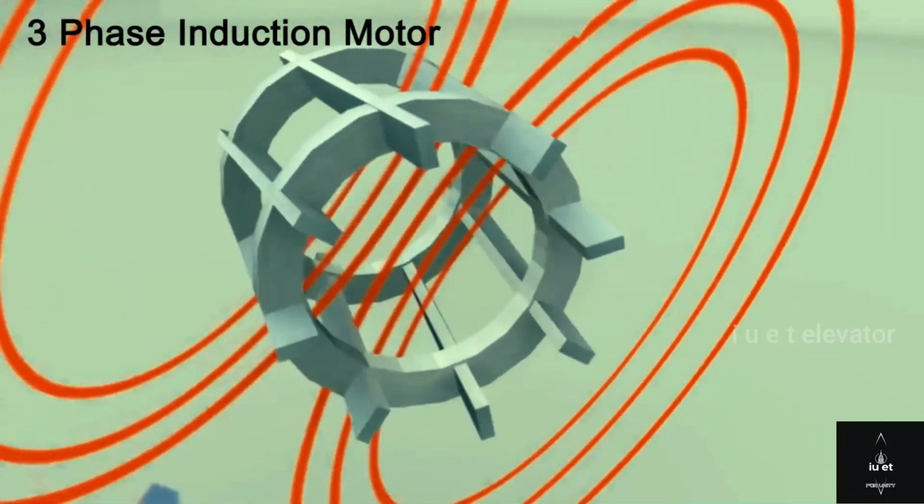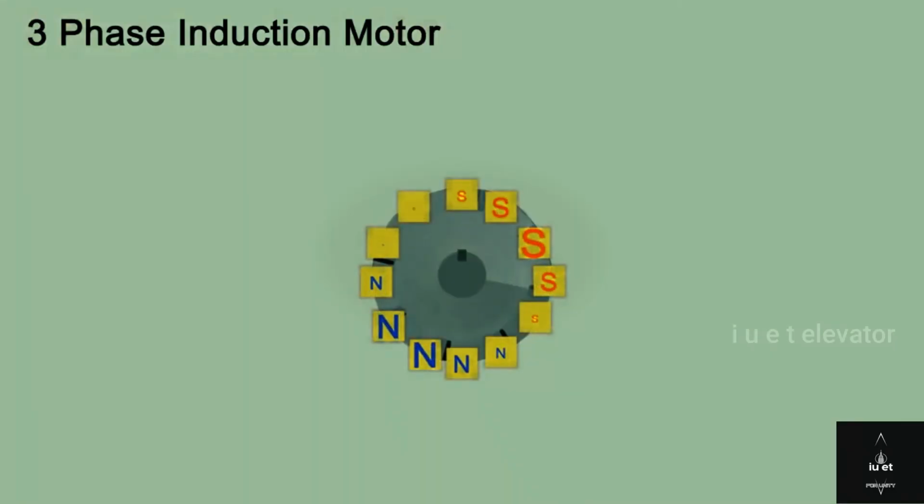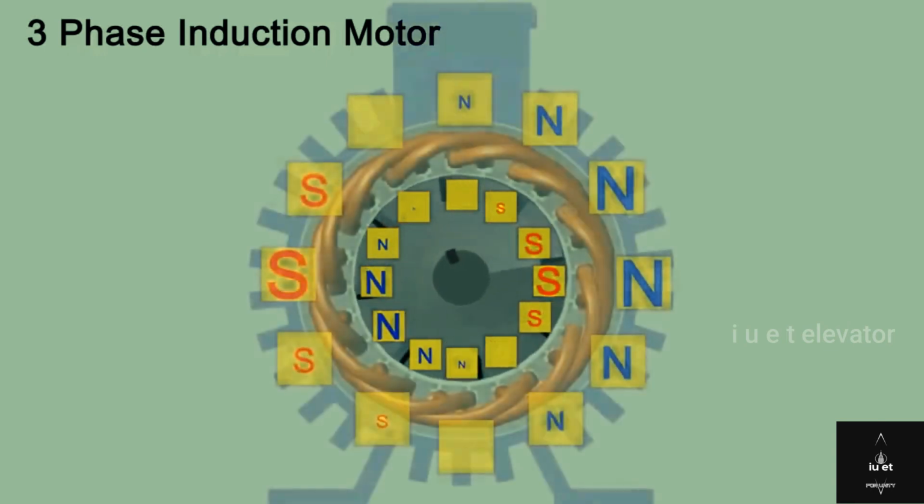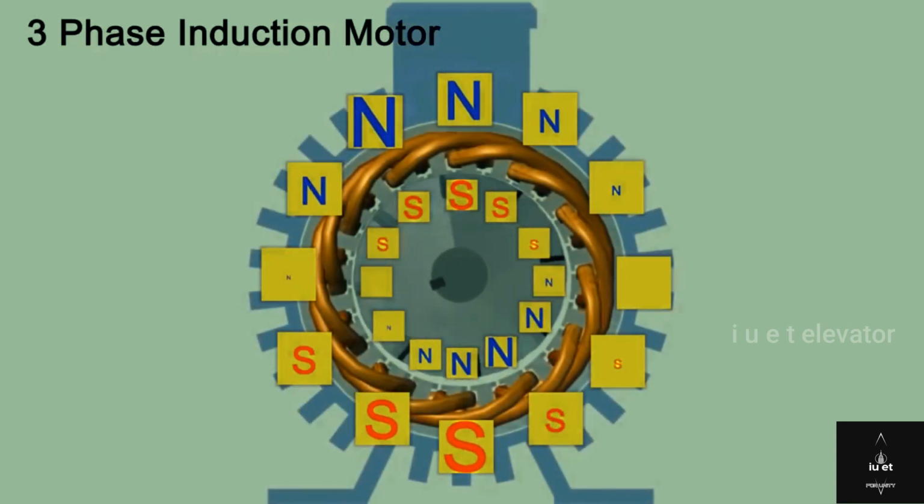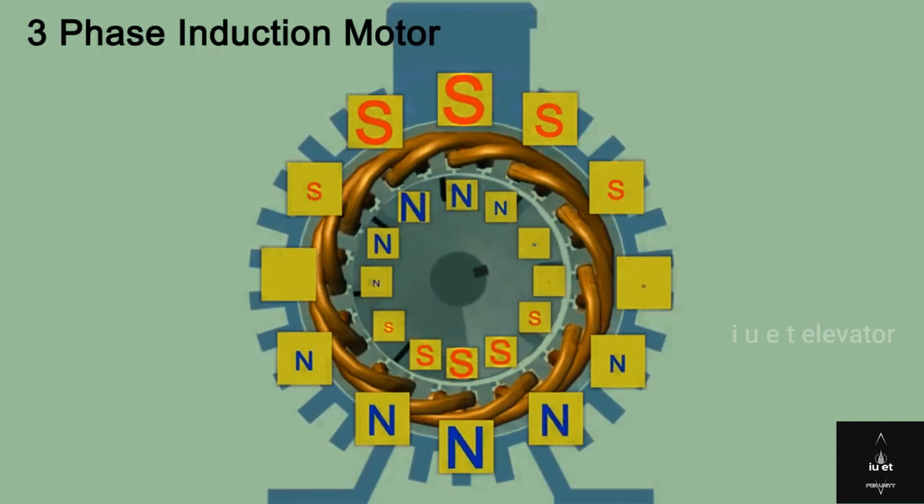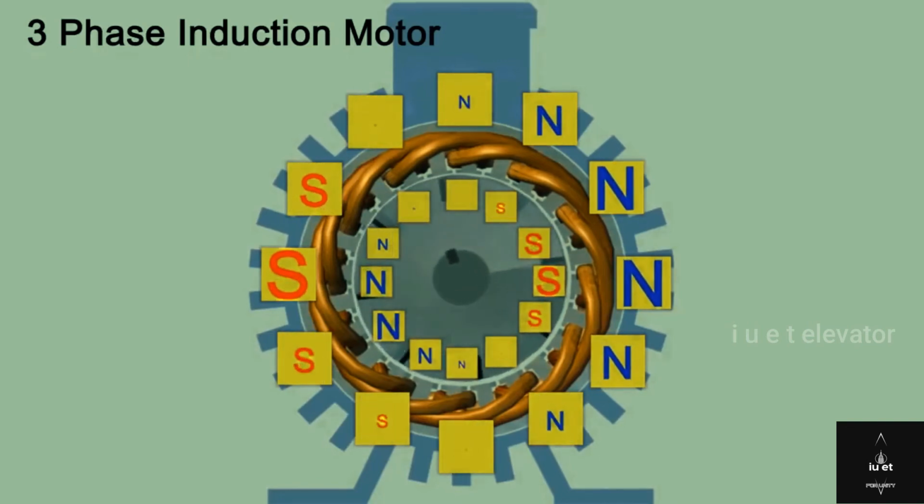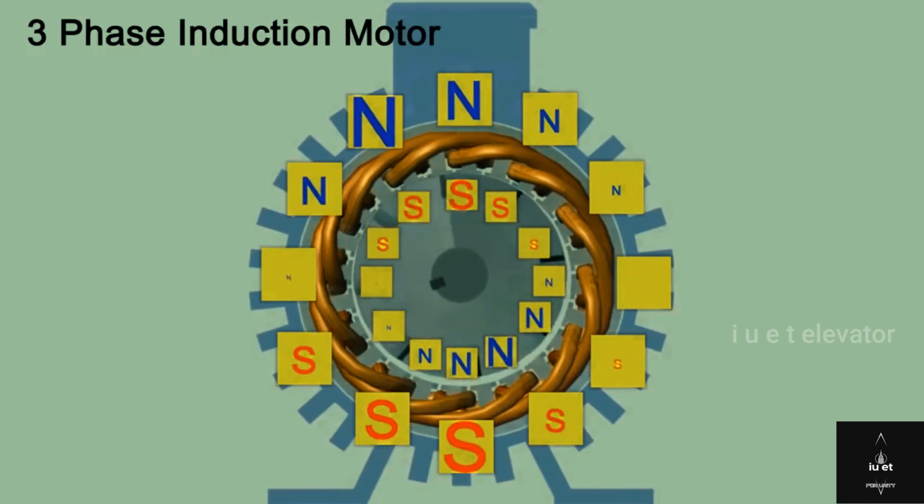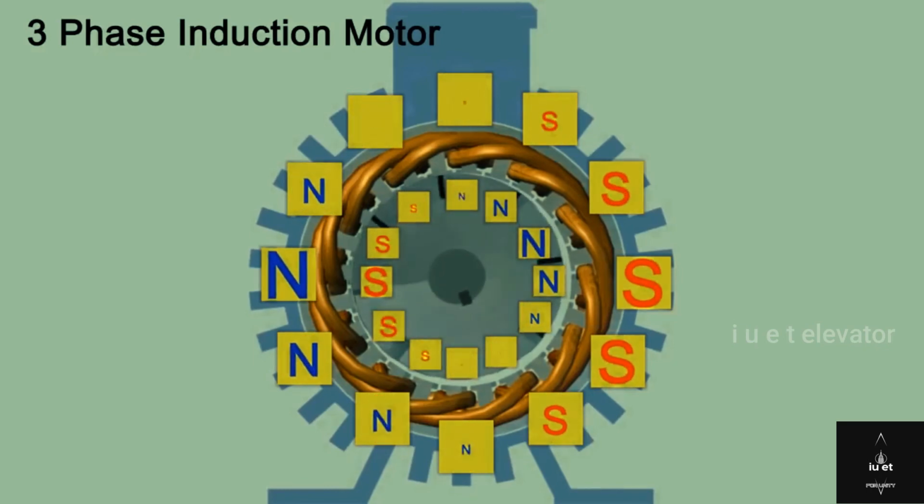Therefore in this process, poles are induced on the surface of the rotor, and these poles always try to catch the opposite poles which are rotating on the stator periphery. Thus the rotor rotates in the direction of the rotating magnetic flux. Rotor poles always try to catch the rotating poles on the stator frame.